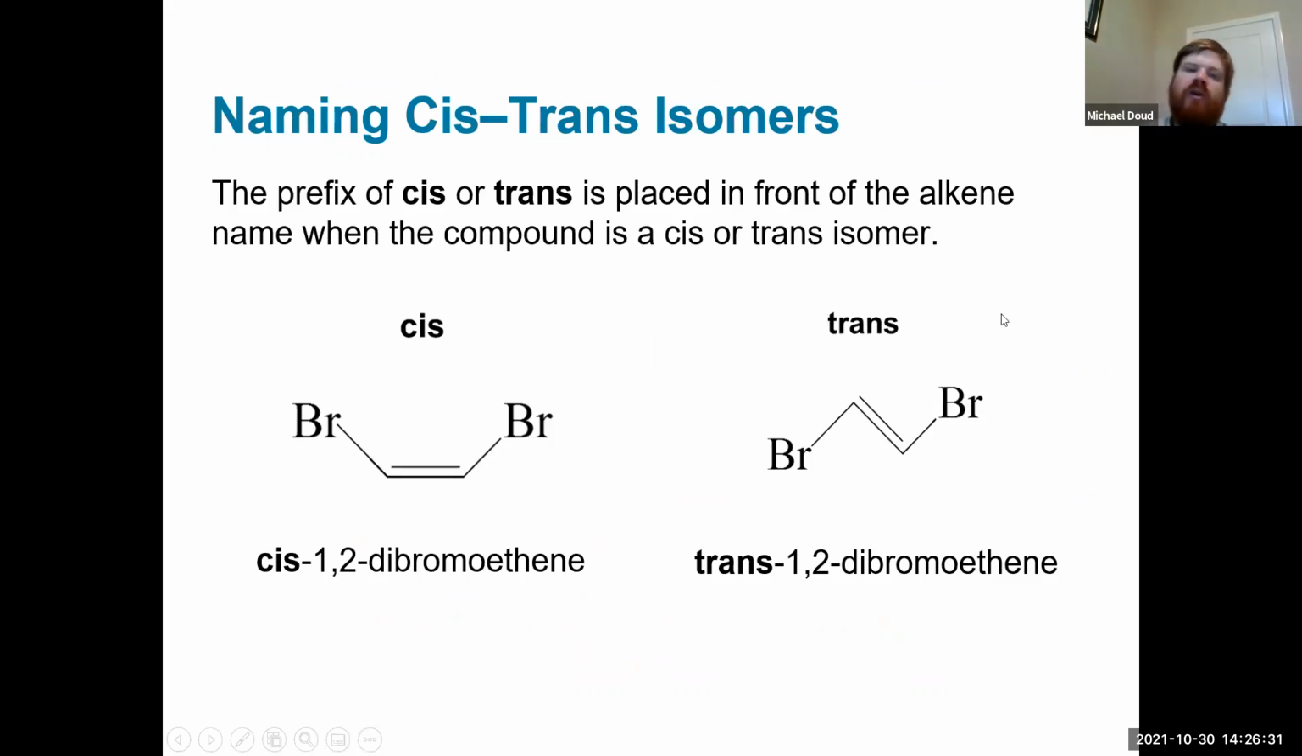Okay, so now how do we name cis trans isomers? Well, the main thing is to be able to identify it, right? In this case, we have a bromo group on carbons 1 and 2 of ethene. If they're on the same side of the double bond, like what we have here, this is the cis 1,2-dibromoethene. On the other hand, if they're on opposite sides, it would be trans 1,2-dibromoethene. And yeah, so we just use the words cis or trans as a prefix in front of the name of the alkene when we worry about cis or trans isomers. Note, not every compound has a cis or trans isomer.